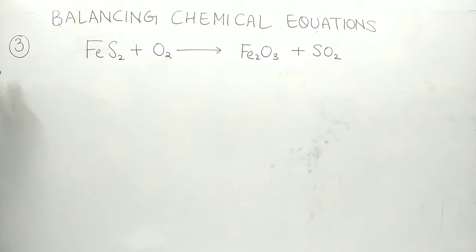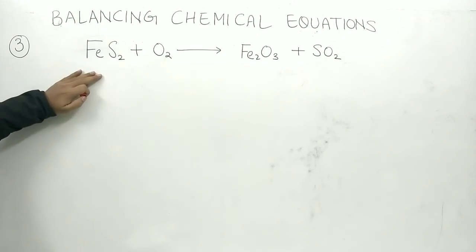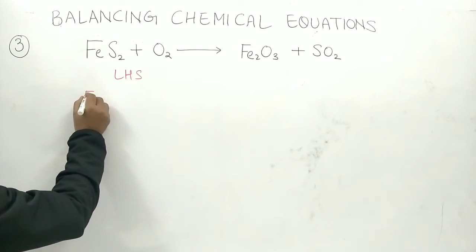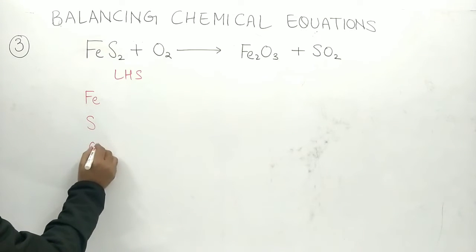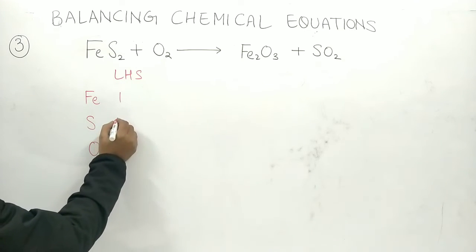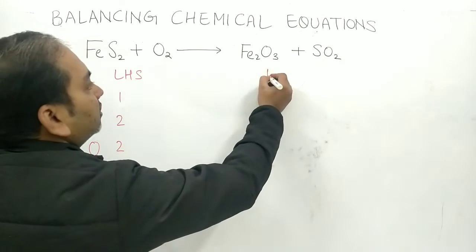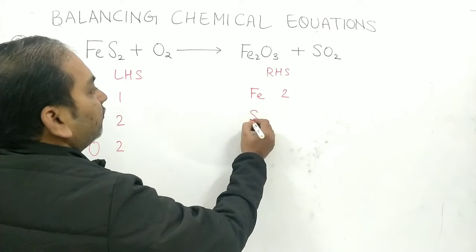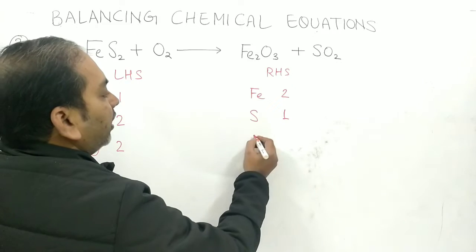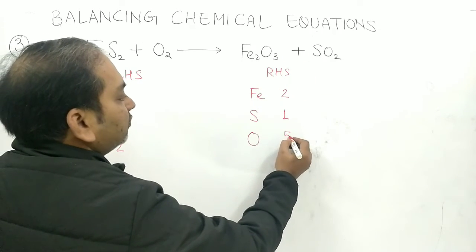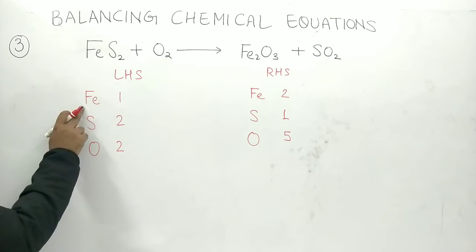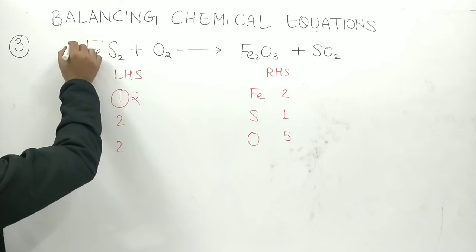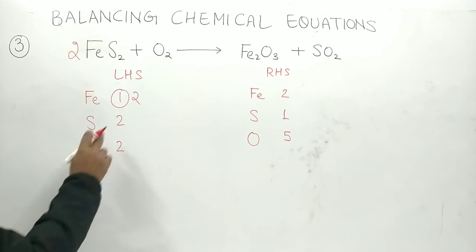Okay, let's do one more example, that is the third. This is your equation, and now we have to balance it. We will do it the same way: we write LHS, and in this LHS the elements are Fe, sulfur and oxygen. There is 1 atom of iron, 2 atoms of sulfur and 2 atoms of oxygen. On this RHS side the iron is 2, then sulfur is 1 and oxygen is 3 and 2, that is total 5. So first we start with iron. Here it is 1 and here it is 2, so I can make it 2 just by multiplying it by 2. So this is 2 and this is 2.